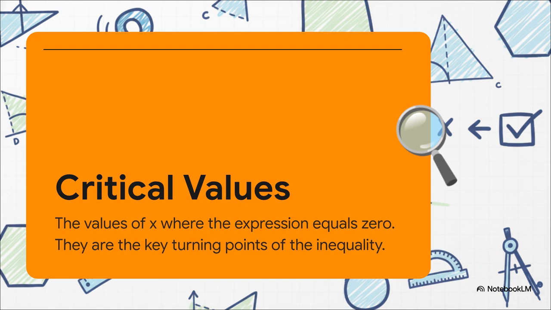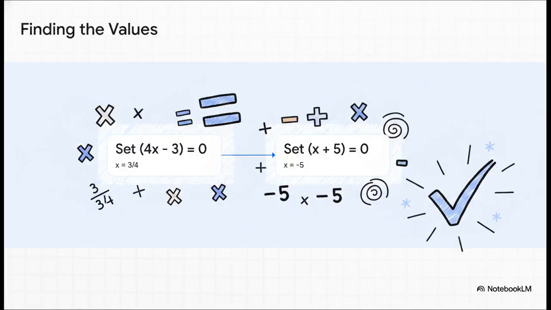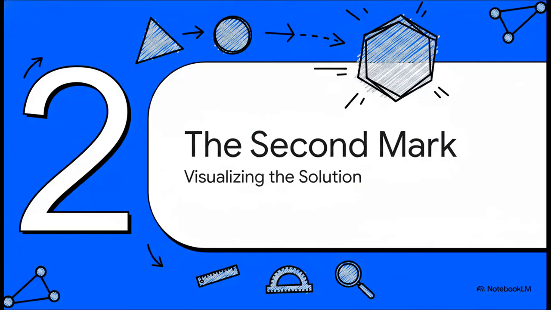For this question, that means we need to figure out what value of x makes each of those brackets equal to 0. So we just treat each bracket like its own mini-equation. Set it to 0, solve it. That gives us our two critical values, 3/4 and -5. And believe it or not, just by doing that, boom, you've already got the first mark in the bag. Okay, mark 1 is secured.